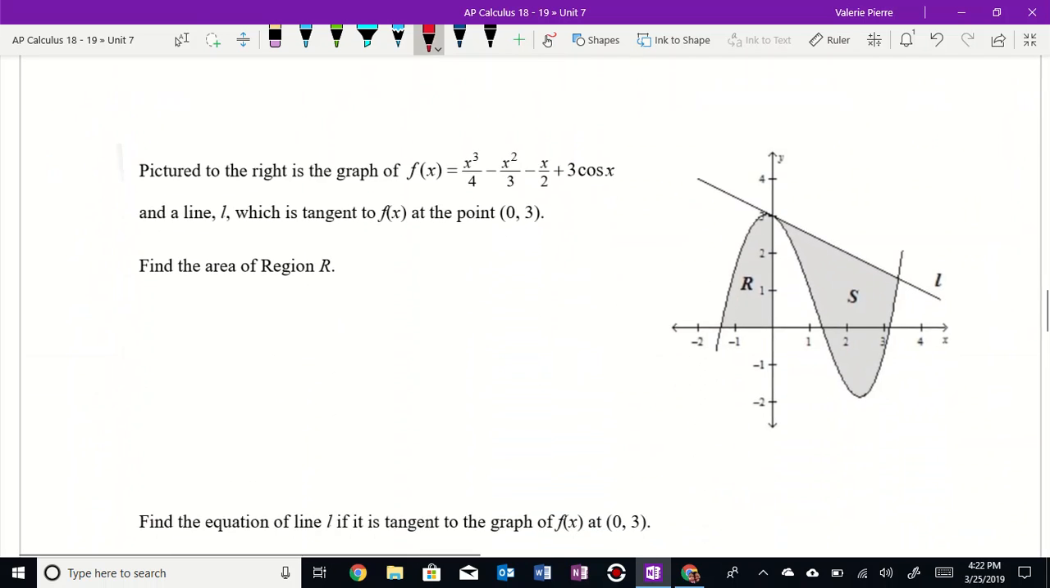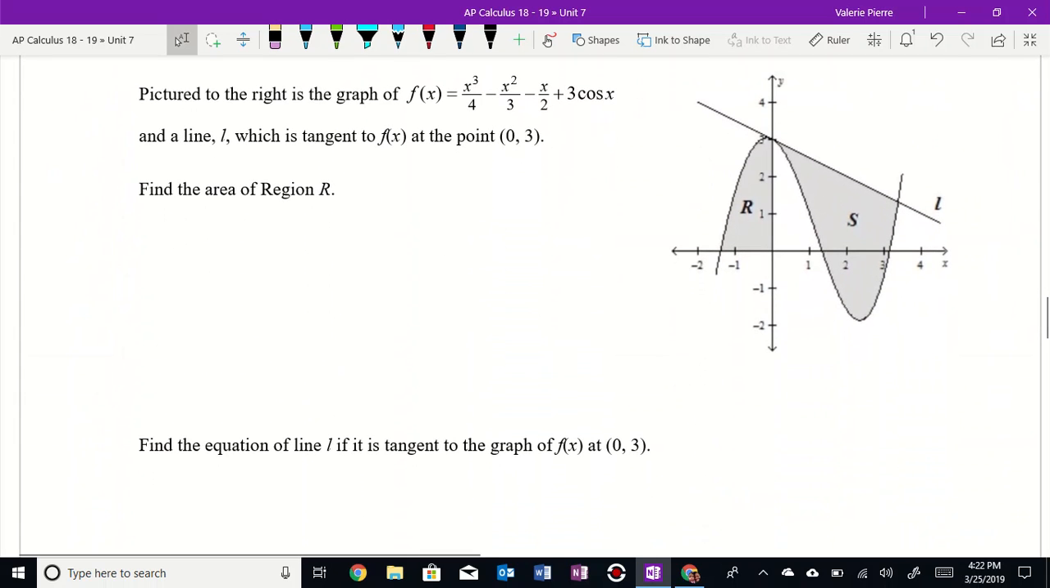Okay. So now for the next problem. We have the graph f of x is equal to x cubed over 4 minus x squared over 2 minus x over 2 plus 3 cosine x. Because this has a cosine in it, I know that the graph of this function is this oscillating one down here. So this is f of x.